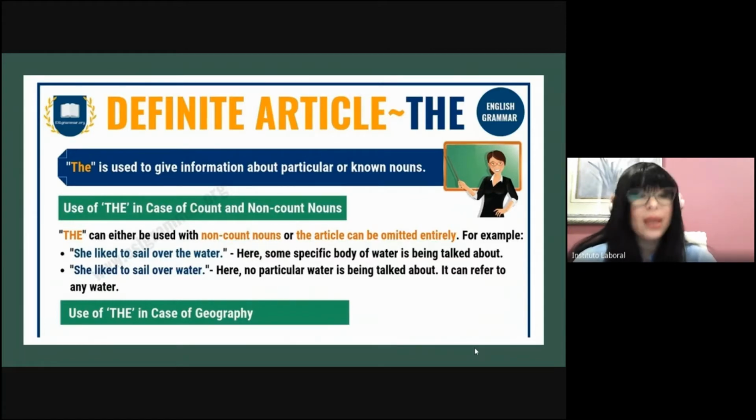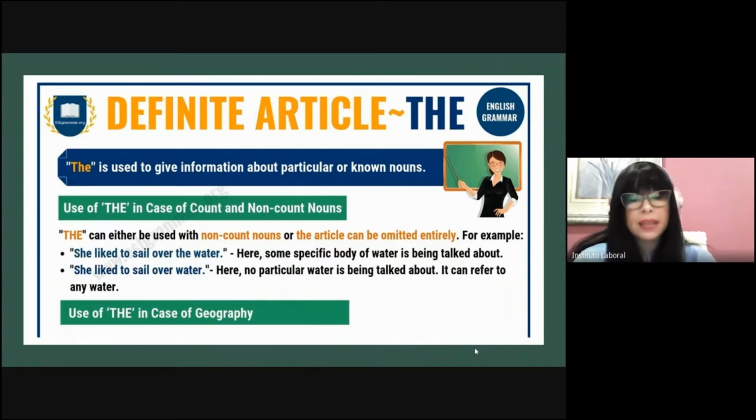For example, she likes to sail over the water. Here, some specific body of water is being talked about. She likes to sail over water. Here, no particular water is being talked about. It can refer to any water.